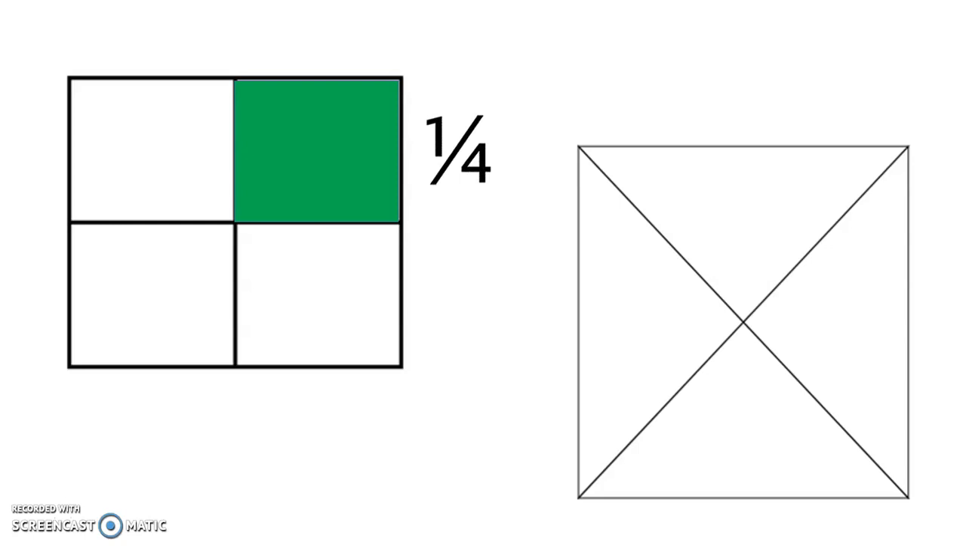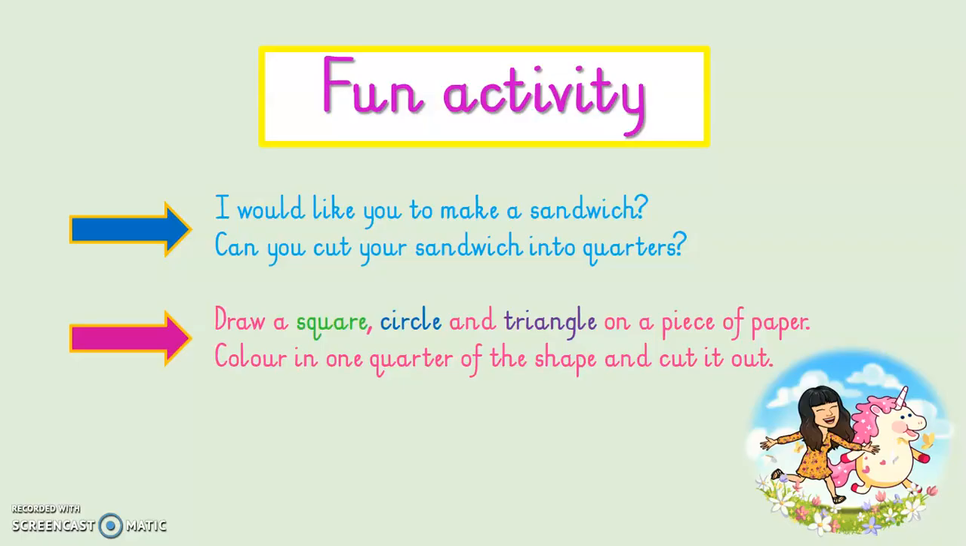Okay, next one on my right. This square has got 4 triangles in it. I want you to color in 1/4. There we go. I colored in 1 triangle out of the square. So it's 1/4. 1 out of the 4 pieces I colored in. Well done, grade 2s. I hope you enjoyed that.